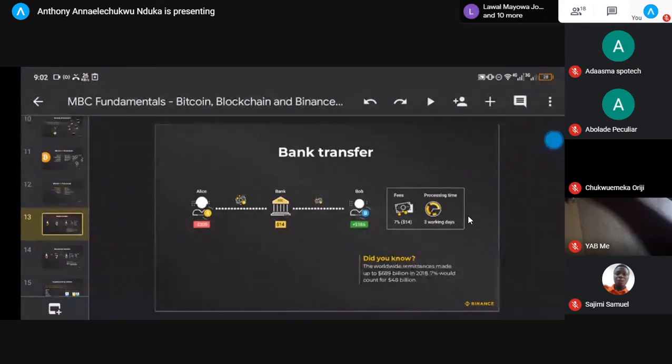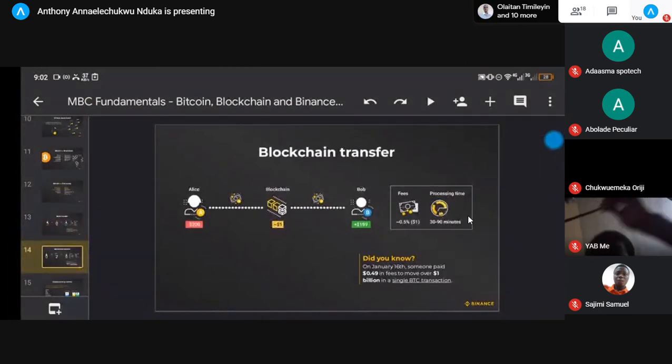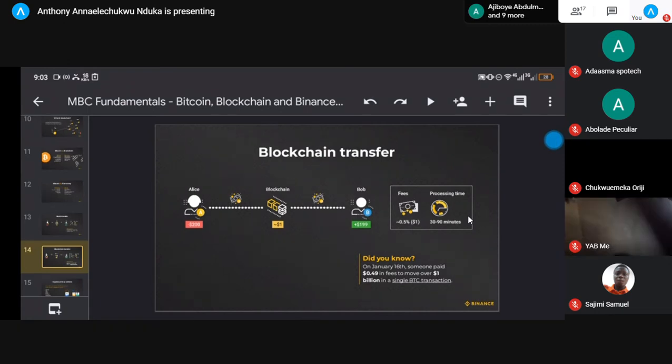Well, now let's look at the Bitcoin transaction. On a blockchain transfer, Alice is going to send money to Bob. Now this money goes straight and enters the blockchain. Now there are some persons in between, known as computer nodes. These people are writing down this list of transactions. Now the moment you send this Bitcoin, this blockchain keeps a record of it, and the transaction fees are lesser because of the miners.